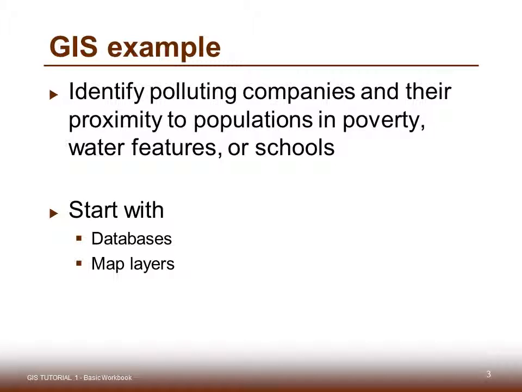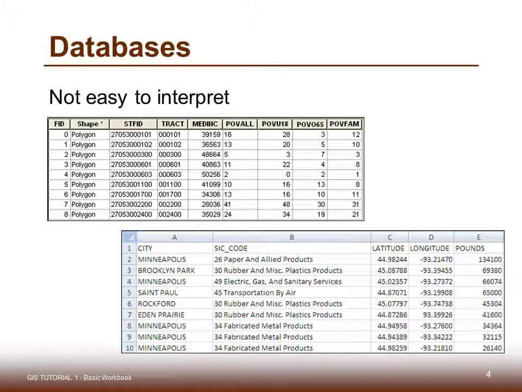We start out by looking at the databases and map layers. We'll start by looking at databases. The example in the top shows an attribute table that would come from census data. Included in this are the field ID, the shape, STF ID, which is a unique geographic identifier for census tracts, the tract number, median income, the percentage in poverty, and so on.